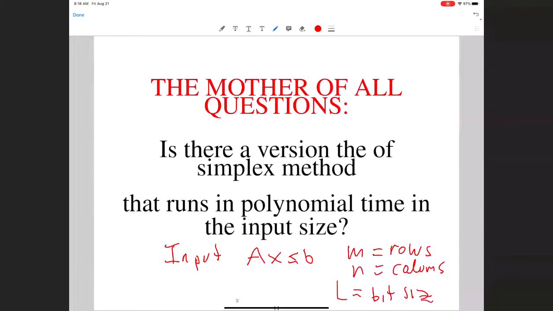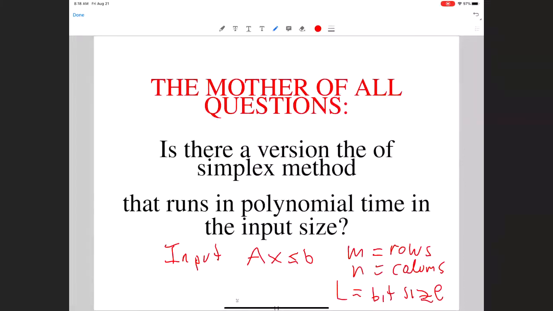So that's the largest encoding of a binary number in binary of the numbers that you use, the largest numbers you use. And so this is the encoding length. Are there versions of the simplex method that run in polynomial time in these three numbers? And that's something we don't know.